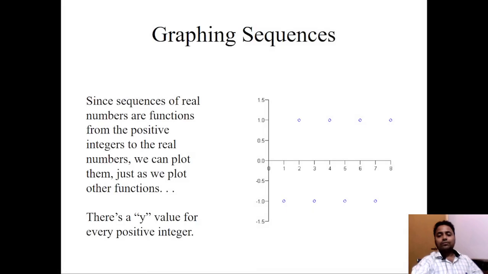Graphically we can see for y positive and for y negative. So for every positive integer at y is equal to 1, these are the points that lie on y is equal to -1 and y is equal to +1.